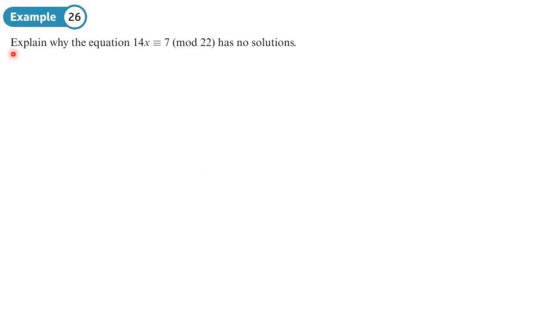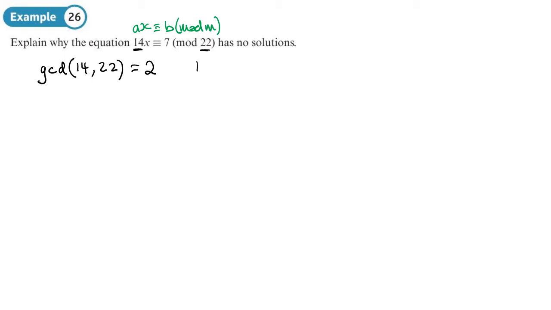Okay, in this example it says explain why this equation has no solutions. Now the way that we check to see if an equation has solutions or not is we need to work out the greatest common divisor of a and m. So the greatest common divisor of 14 and 22, that is 2. Now for there to be solutions, 2 needs to divide b. So this is the value of b. So let me just put, this is like ax is congruent to b mod m. So these are where the letters come from.